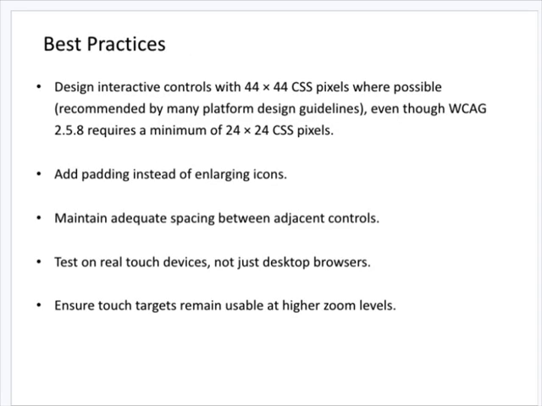Here are some best practices to follow while trying to meet this target size success criteria. Design interactive controls with 44 by 44 CSS pixels where possible. It is recommended by many platform design guidelines, even though WCAG requires a minimum of 24 by 24 pixels. Add padding instead of enlarging icons. Maintain adequate spacing between adjacent controls. Test on real touch devices, not just desktop browsers. Ensure touch targets remain usable at higher zoom levels.